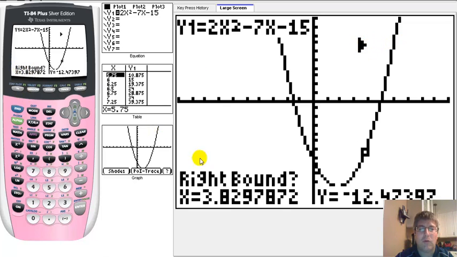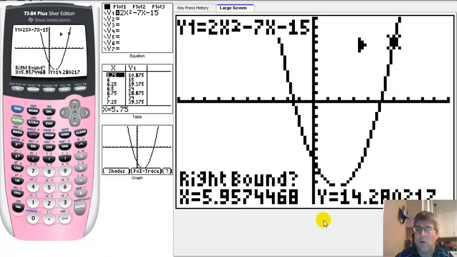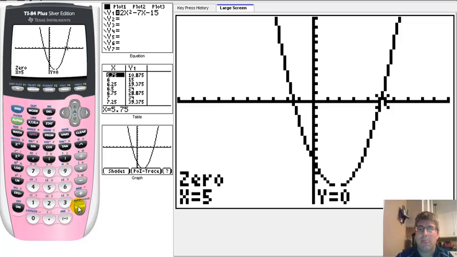And now it's asking for a right boundary. So I'm going to use my cursor key, and I'm going to cursor past the x-intercept. So now I know I'm past it because I'm above it on the y-axis. And I'll hit enter again. So it is going to search between these two arrows. It's going to search right in here. It's asking for a guess. We don't have to give it a guess, and we just hit enter.